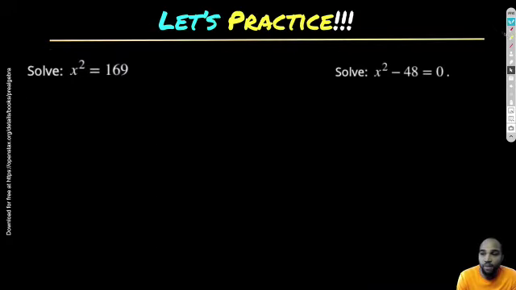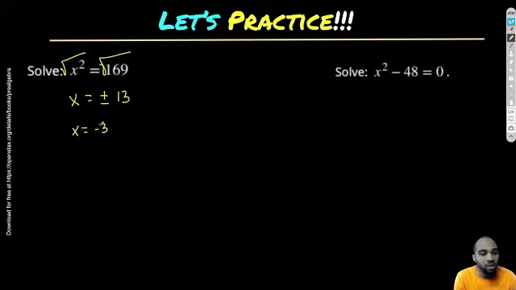Let's get to some practice. So how would I solve this using the square root property we just mentioned? Well, instead of subtracting 169 and trying to find the difference of perfect squares, I'm just going to do the square root of both sides. Square root of x squared gives me x, and the square root of 169 gives me plus or minus 13, because 13 squared is 169. What is that saying? That's simply saying that x is going to equal negative 13 and x is going to equal positive 13. So those would be my two solutions here.